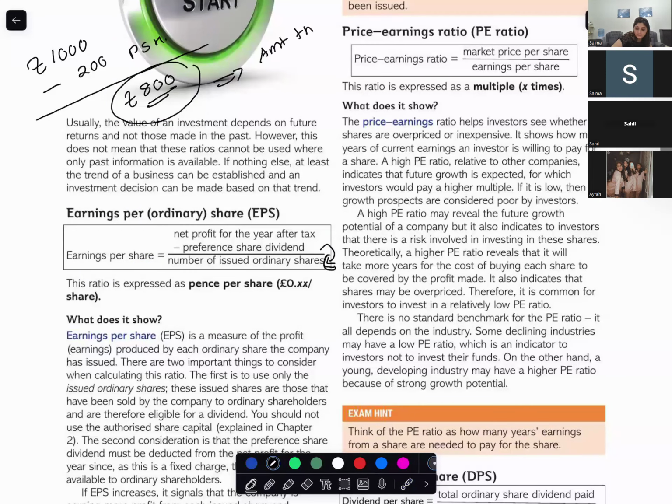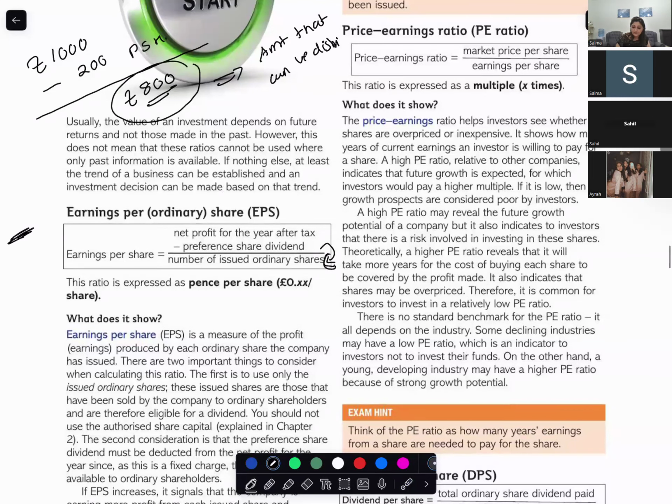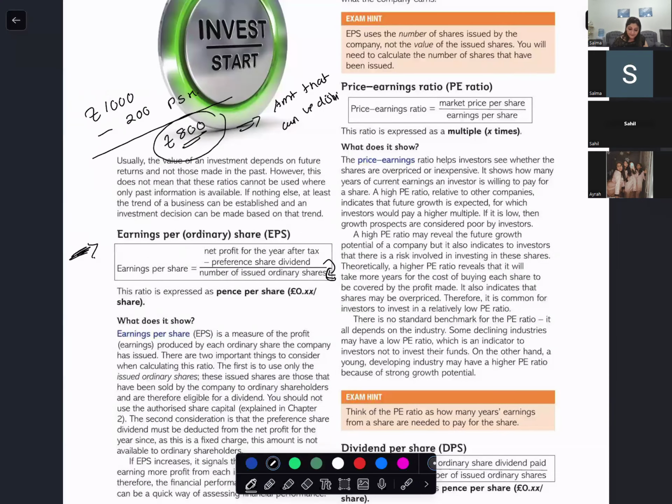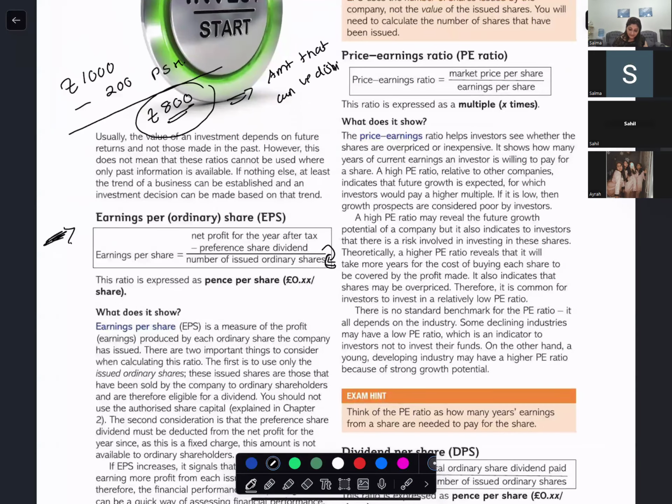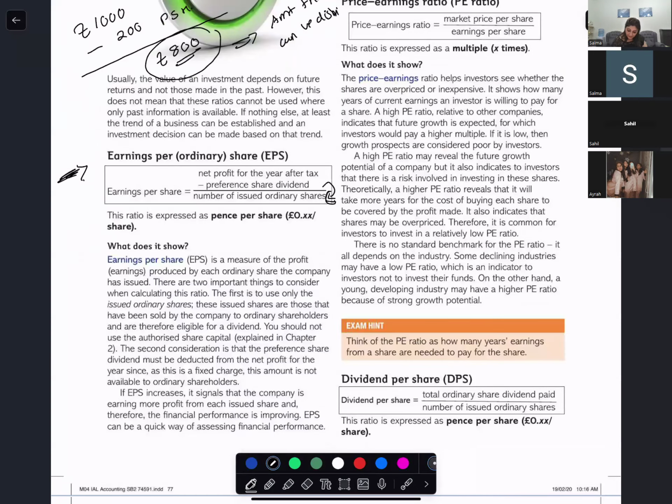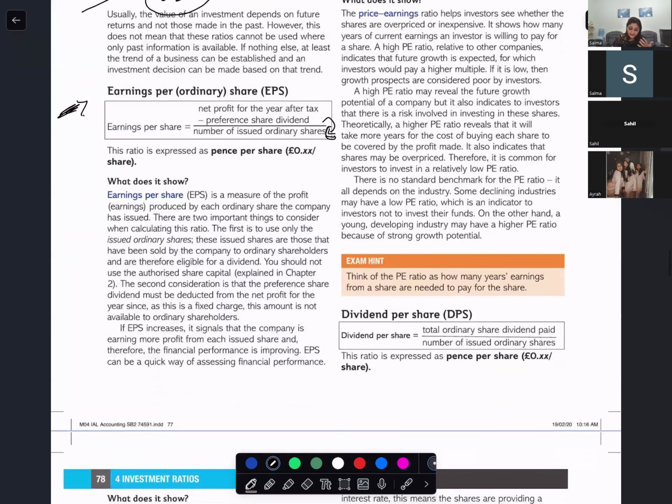800. That is the amount that can be distributed to my ordinary shareholders. So, net profit after interest and tax, minus preference dividend, divided by the number of ordinary shares issued, gives me my earnings per share. Are you with me? Yes. If the earnings per share increases, what does this mean?